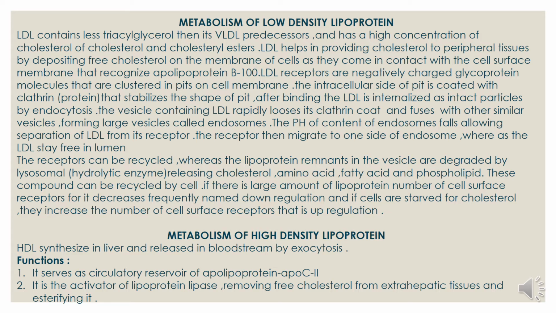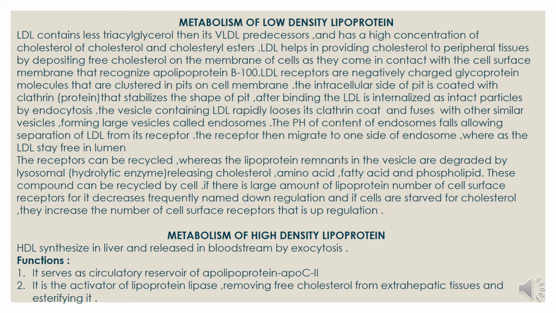The receptors can be recycled, whereas the lipoprotein remnants in the vesicle are degraded by lysosomal enzymes, releasing cholesterol, amino acids, fatty acids, and phospholipids. These compounds can be recycled by the cell. If there is a large amount of lipoprotein, the number of cell surface receptors for it decreases, which is called down regulation, and if the cells are starved of cholesterol, they increase the number of cell surface receptors, that is, up regulation.